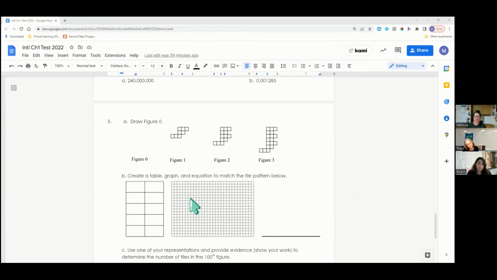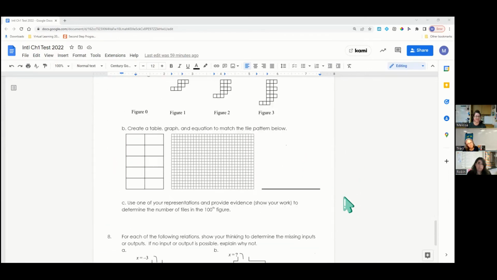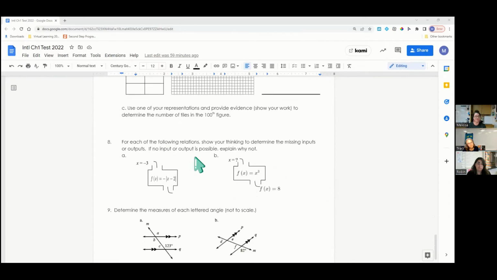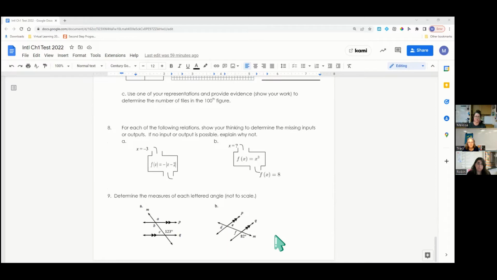This is a new concept for them, the idea of tile patterns and writing the equations of lines and graphing it and putting it in a table. And then we were able to do some simpler function machines and some review. So this is the part that would get the score of points.